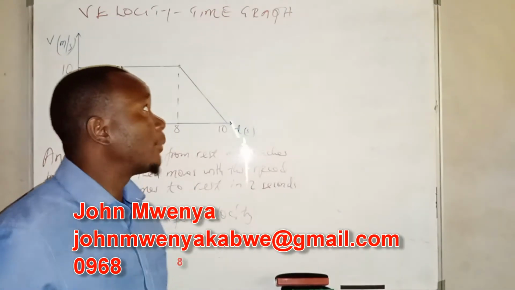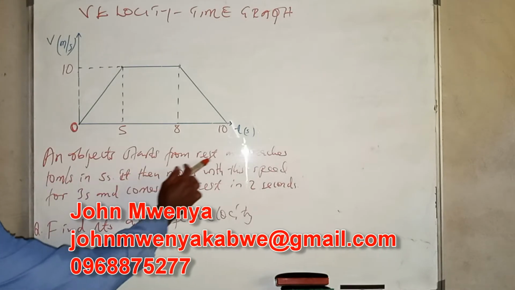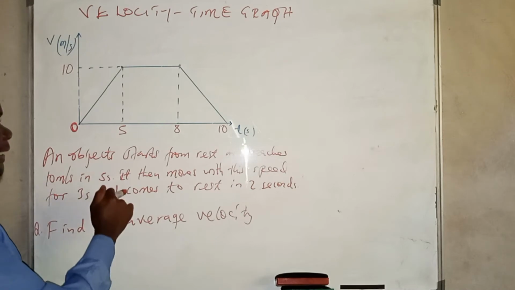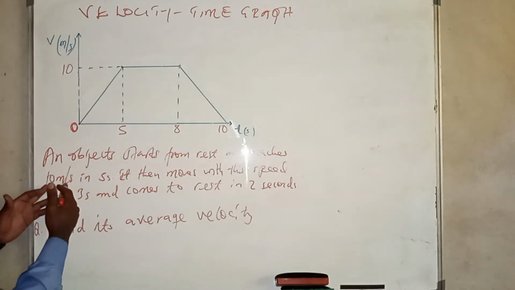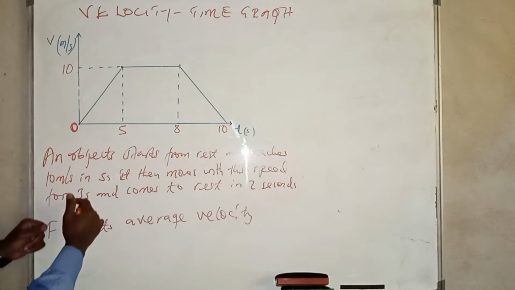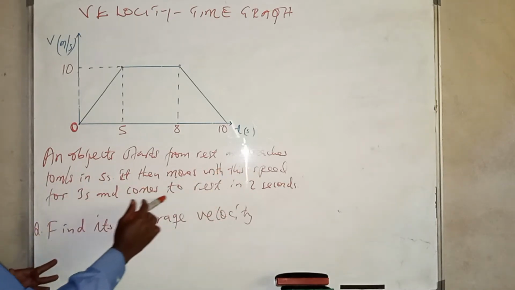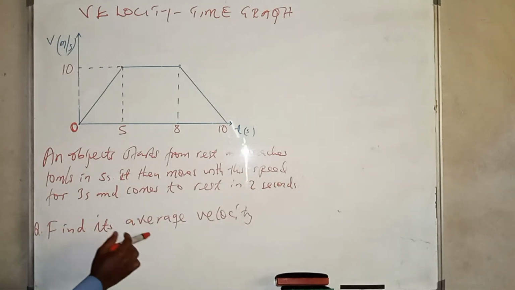Welcome to another example on velocity time graph. And the question says, an object starts from rest and reaches 10 meters per second in 5 seconds. So meaning it is reaching the velocity of 10 meters per second in 5 seconds. It then moves with this speed for 3 seconds and comes to rest in 2 seconds. Question, find its average velocity.